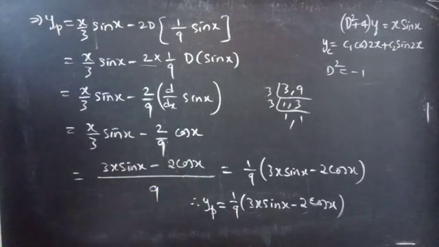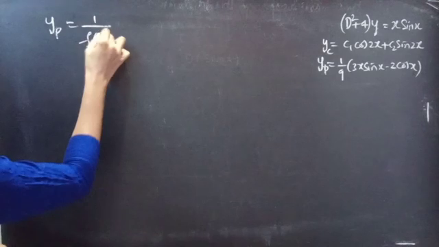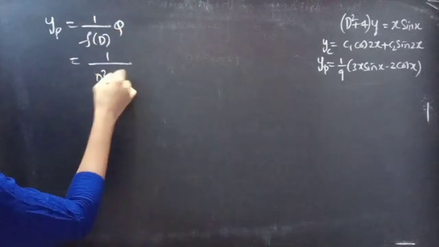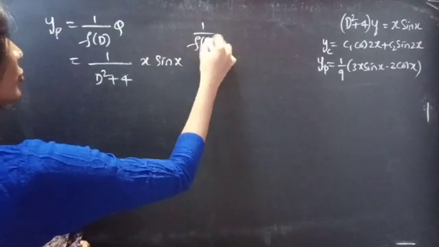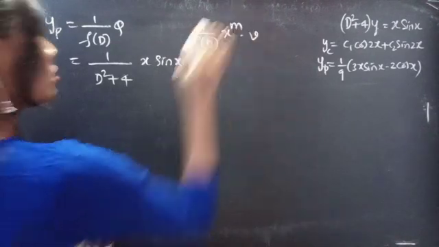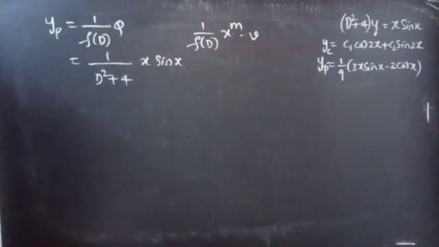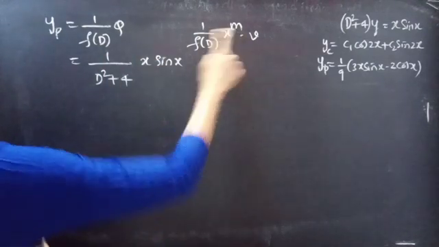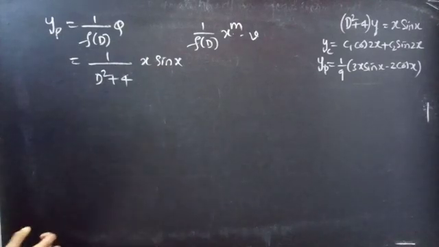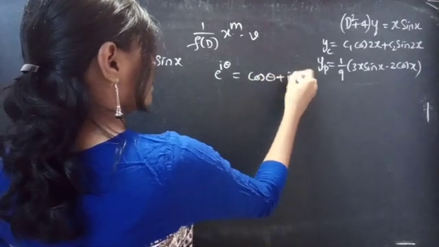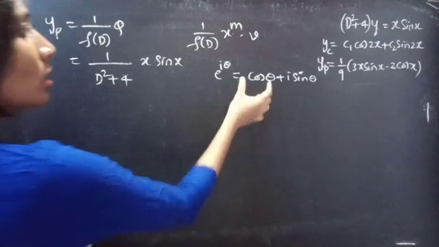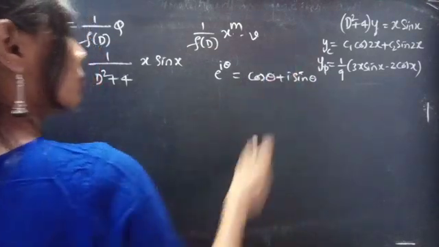Okay, I'll show you another method to find yp. yp equals 1 by f of d into q. We have f of d is d square plus 4 and q is x sine x. This is of 1 by f of d into x power m into some v form, for v being sine x. Now, for m equals to 1, which is positive, we'll use e power i theta. We know that e power i theta equals cos theta plus i sine theta, right? This is a real part and this is an imaginary part.